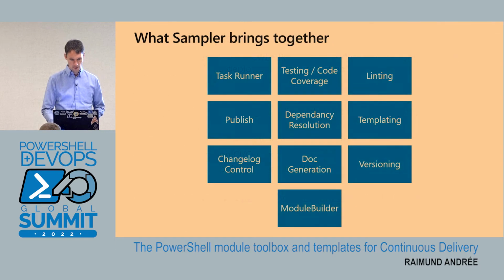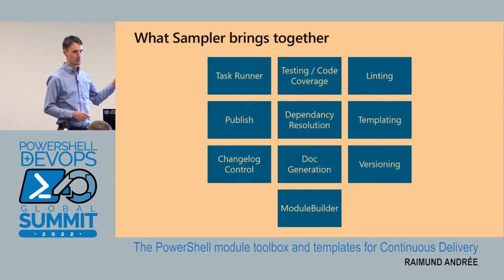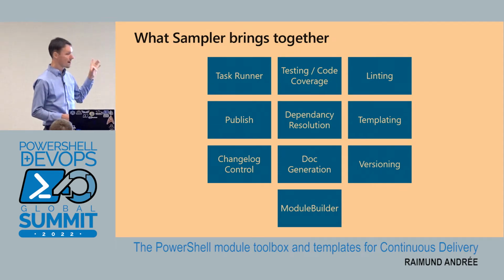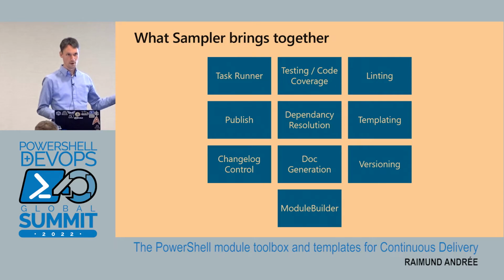Good. So, what does Sampler bring together? I think many of you know tools that are, for example, task runners. We have Piscacci, we have Invoke-Build. There are a number of other solutions. Testing and linting can be done by Pester. So the question was, how do we bring all this together in a way that you don't need to find out how all the individual technologies are working, right? So you just use Sampler and you get all this for free because it's all already connected with the project that you're going to create, right?